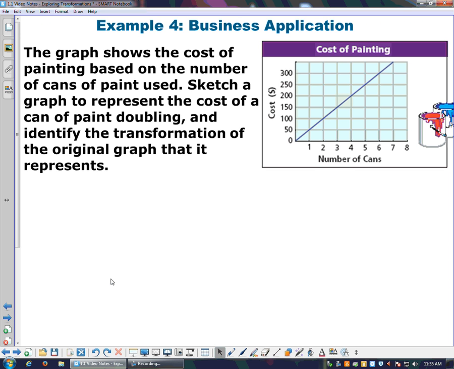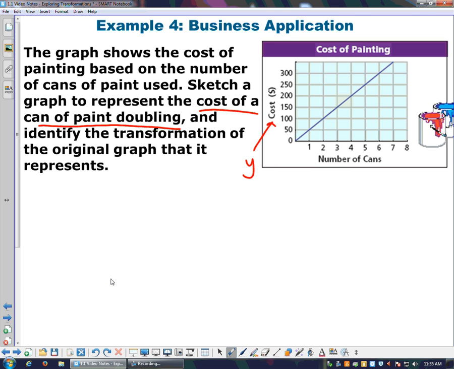All right. So let's do a little application with this. The graph shows the cost of painting based on the number of cans of paint used. So you notice that your x-axis, the independent axis, is number of cans. The y-axis is the cost. So it says, sketch a graph to represent the cost of a can of paint doubling and identify that transformation from the original graph. So we need to look at this part right here. It says the cost of paint is doubling. Well, based on my x and y-axis, it looks like cost here is on my y-axis. So I'm going to need to take each y-coordinate and double it.